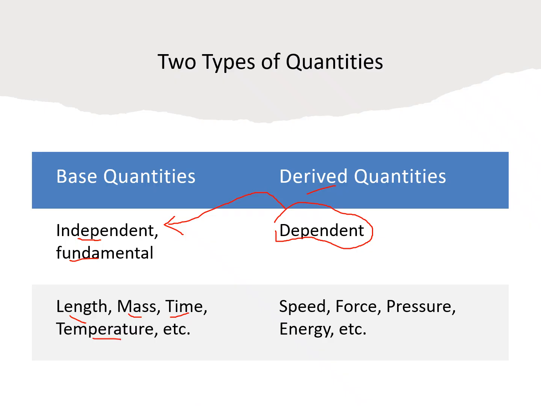And if you see derived quantities, an example is speed. And speed, as we know, is equal to length by time. So length and time, these two are base quantities, but when they combine, they form speed. So that's why speed is a derived quantity. Similarly, force is made up of many base quantities, and so on.